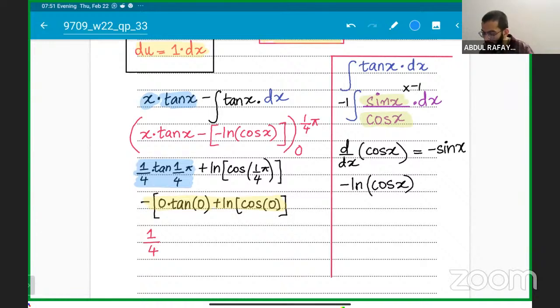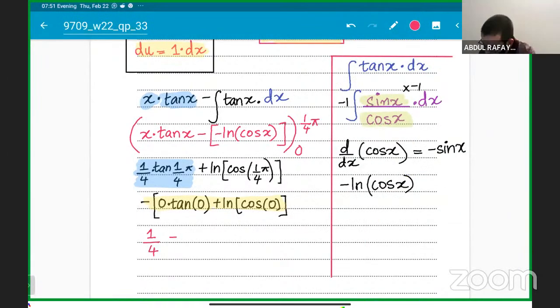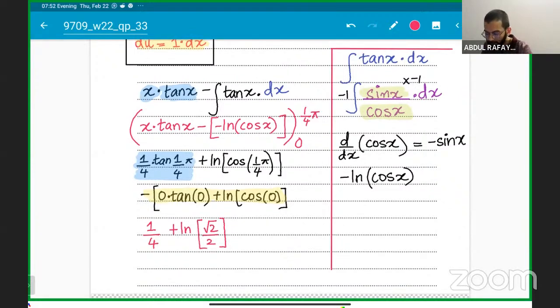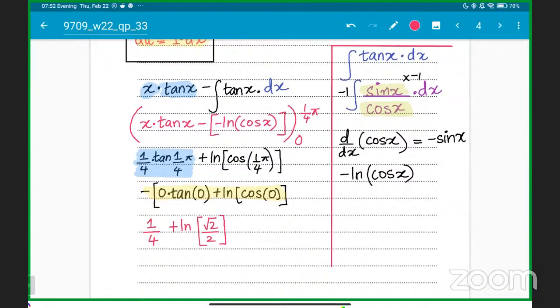So let's try to work it out here. It will be plus ln cos 1 over 4 pi, and cos 1 over 4 pi is giving us square root 2 over 2. Is everyone with me, following? Clear on that?